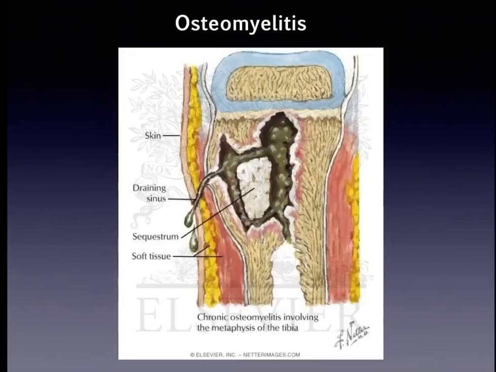So this is another picture showing chronic osteomyelitis. As you can see, in the medullary cavity there is presence of pus and the sequestrum, which is nothing but a necrotic bony piece, and then you can see the draining sinuses onto the skin. So there is spread of the infection from the medullary cavity into the surrounding soft tissue, and then it will cause a discharging sinus.